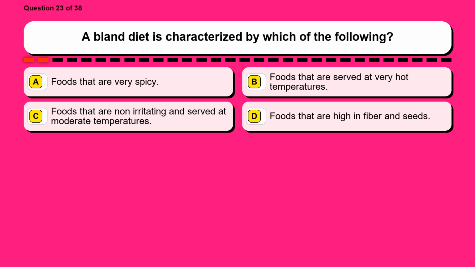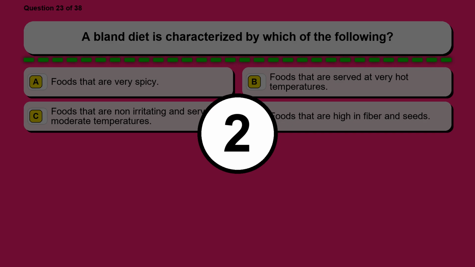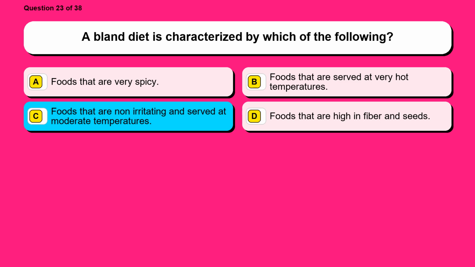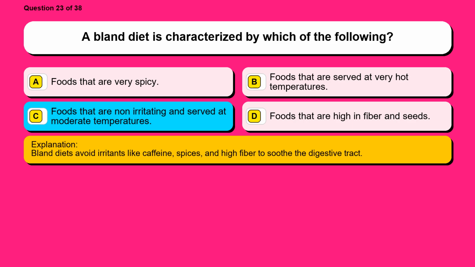Question 23. A bland diet is characterized by which of the following? Option A, foods that are very spicy. Option B, foods that are served at very hot temperatures. Option C, foods that are non-irritating and served at moderate temperatures. Option D, foods that are high in fiber and seeds. The correct answer is option C, foods that are non-irritating and served at moderate temperatures. Bland diets avoid irritants like caffeine, spices, and high fiber to soothe the digestive tract.